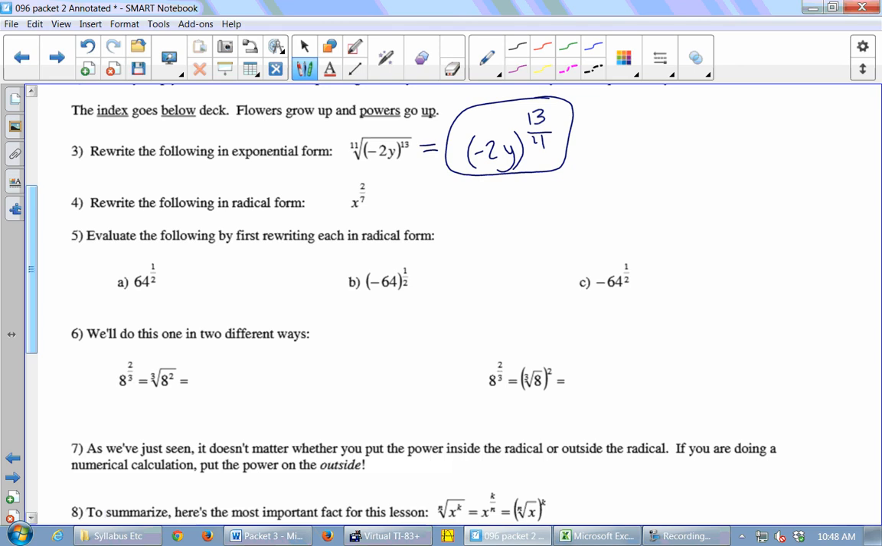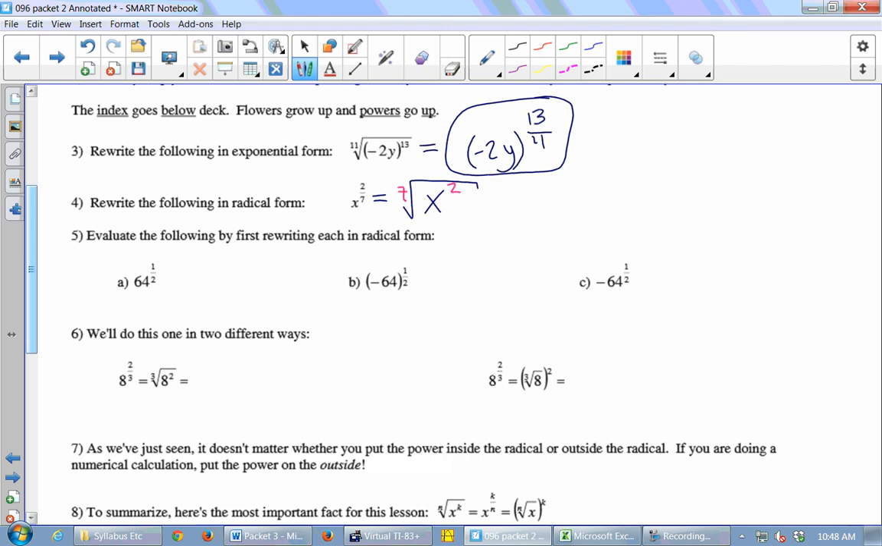If I wanted to rewrite x to the 2/7 in radical form, I'm going to have a radical with an x underneath. Where do I put the 7? Out in front, that's my index. And where do I put the 2? On the x.